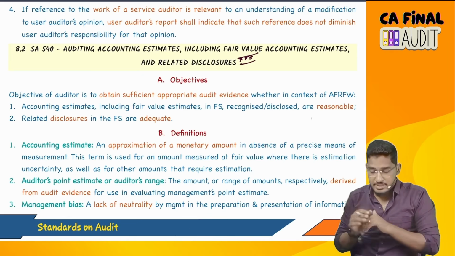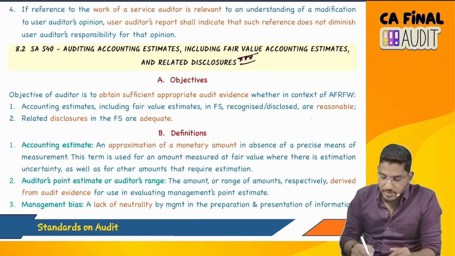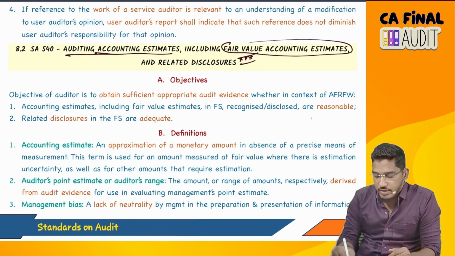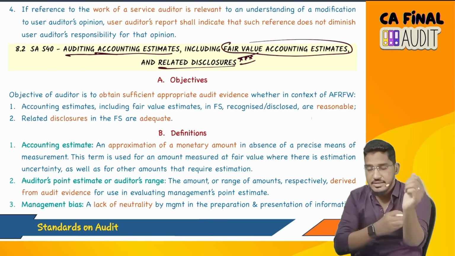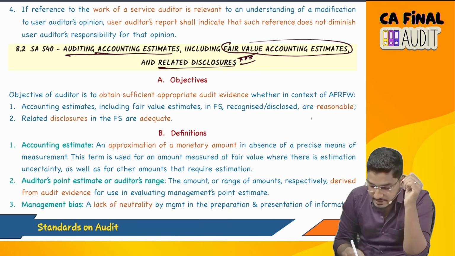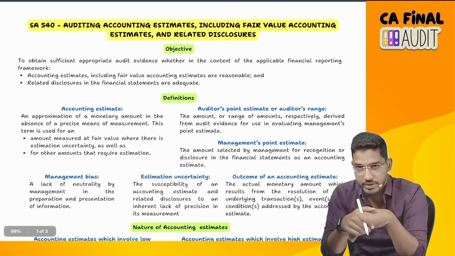So what does SA 540 talk about? SA 540 is going to talk about auditing accounting estimates, including fair value accounting estimates and related disclosures. That means this is the standard which is going to talk completely about accounting estimates, and I have this summary kind of thing also for you.